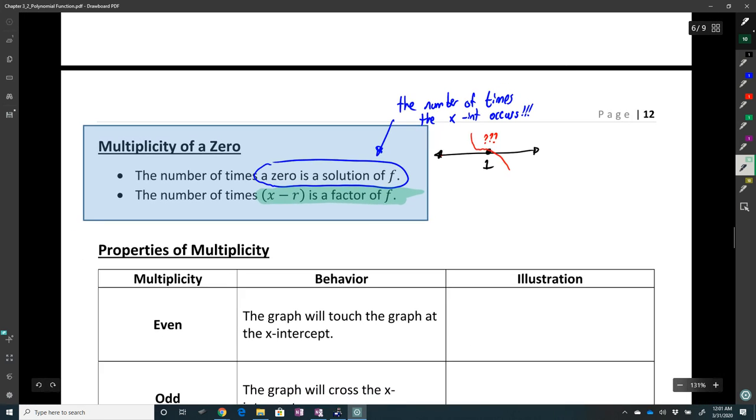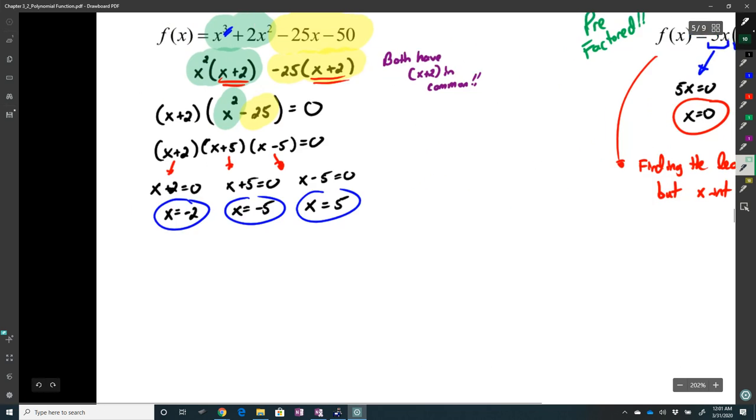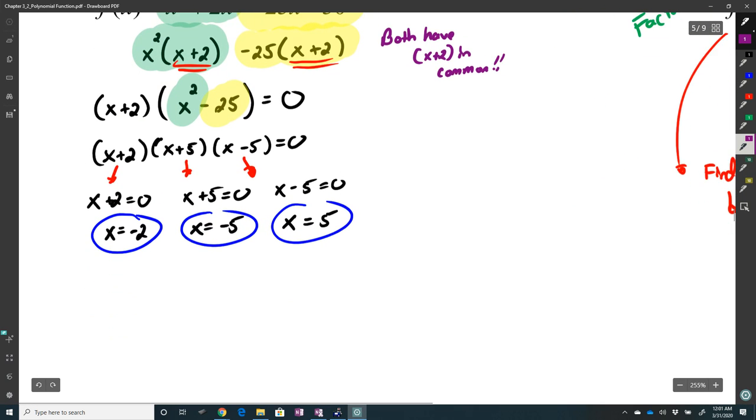So, for instance, in this question up here, in the previous problem, for the cubic one, notice that each factor occurred once.